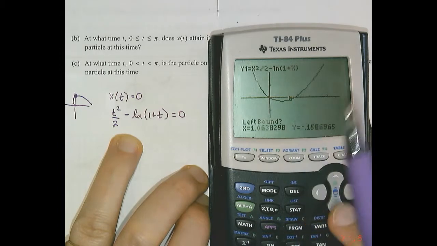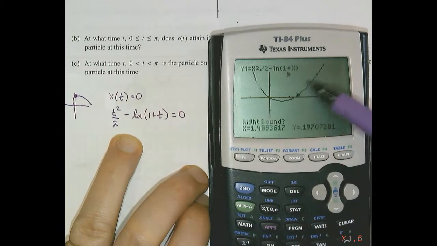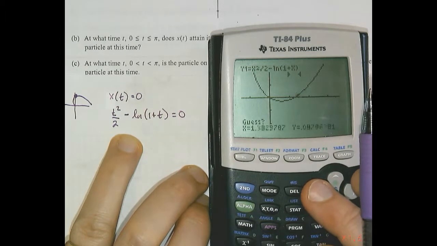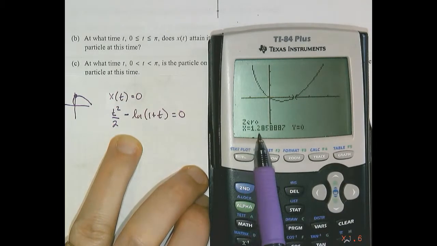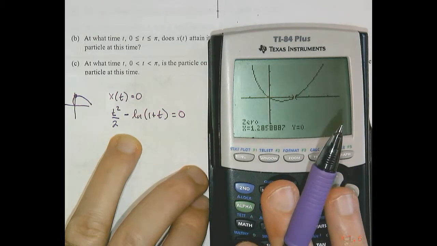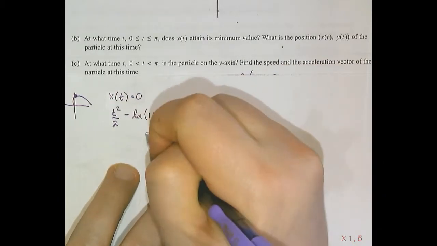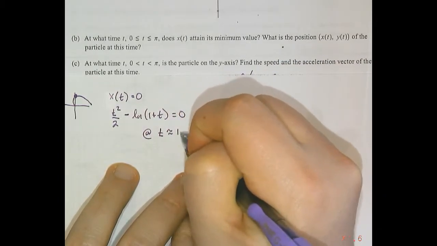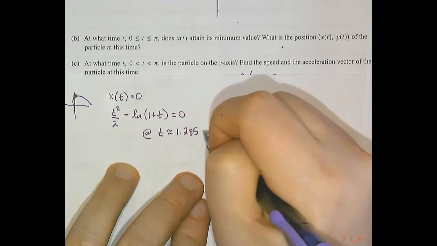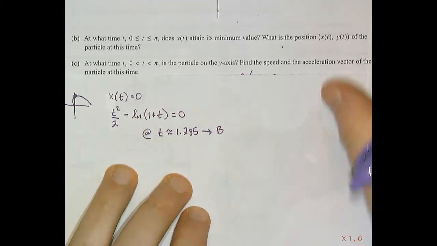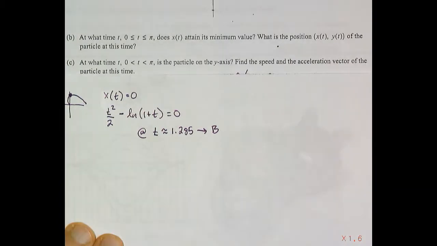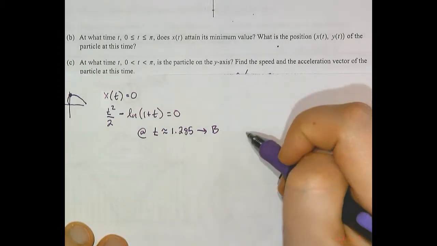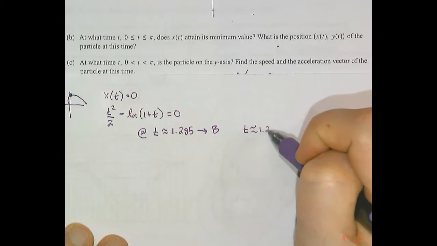Left of that 0 we press enter. We move to the right of that 0 and press enter, and then we put our cursor at our guess and press enter a third time, and we find the time that this curve x of t equals 0. So 1.285. So at t is approximately 1.285, which I'm going to identify as the value b, in case we need to use this. Okay, so the answer to the first question is 1.285.